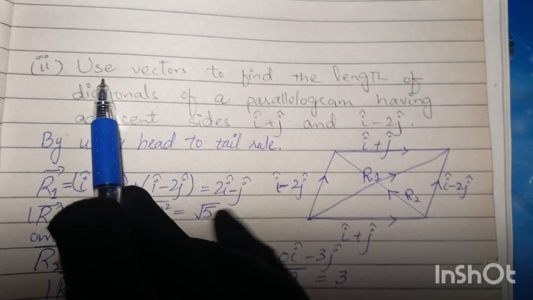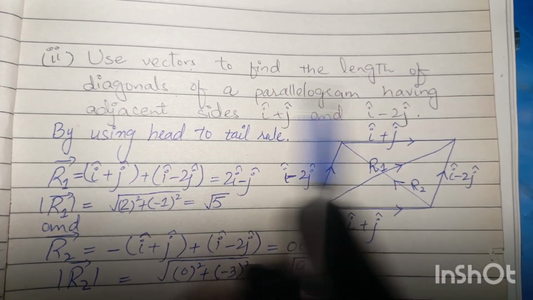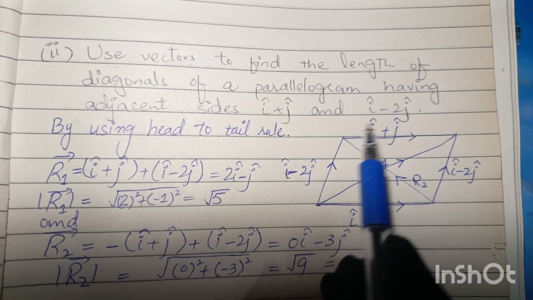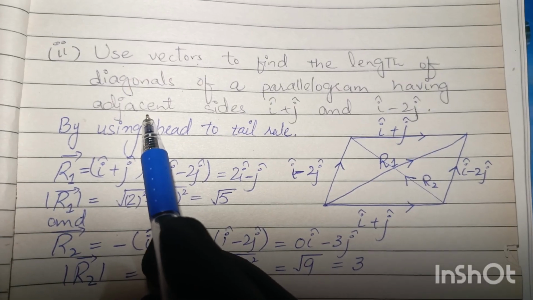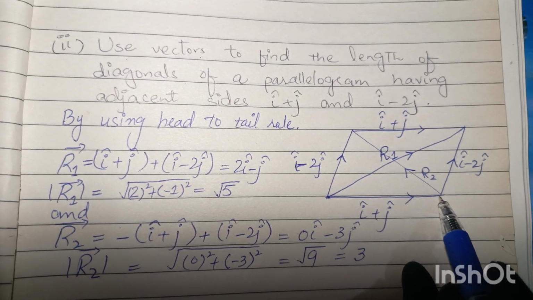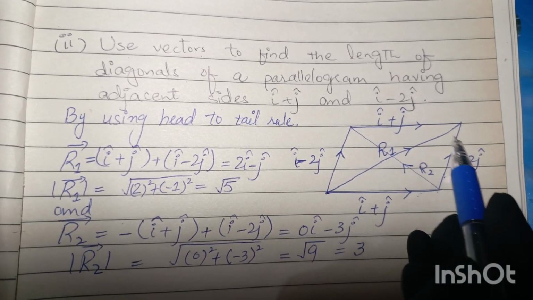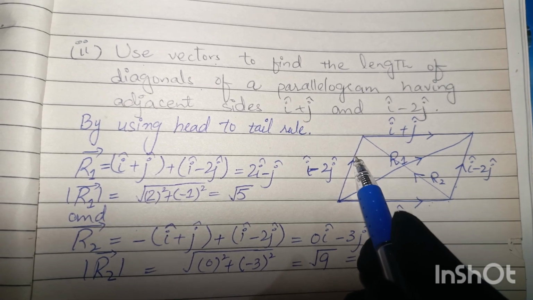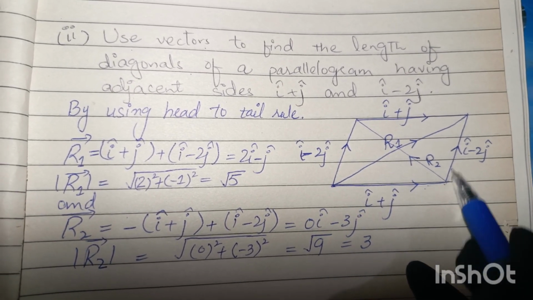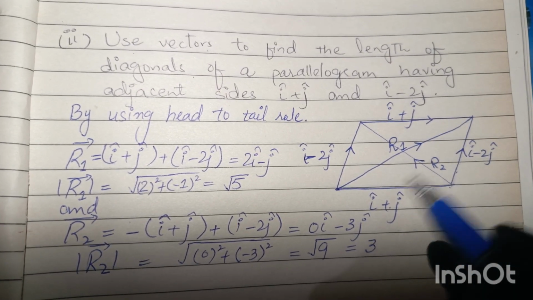The second part of this question is: use vectors to find the lengths of the diagonals of a parallelogram having adjacent sides i plus j and i minus 2j. Adjacent means which are close to each other or connected to each other. So here this side and this side are adjacent sides. Similarly, these two sides are adjacent, these two are adjacent, and these two sides are adjacent. So we will draw a parallelogram. Here this adjacent side and this adjacent side are represented by these two vectors.